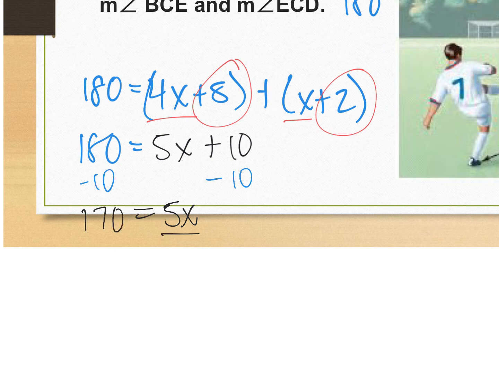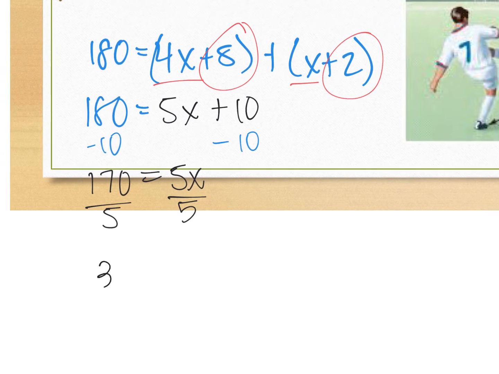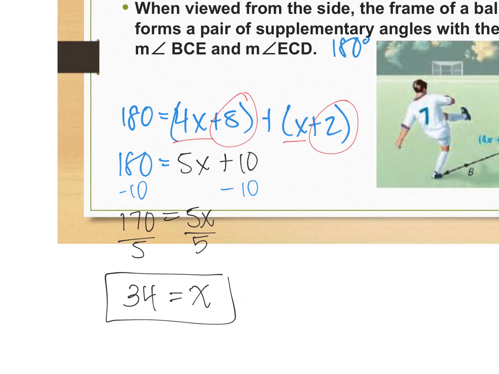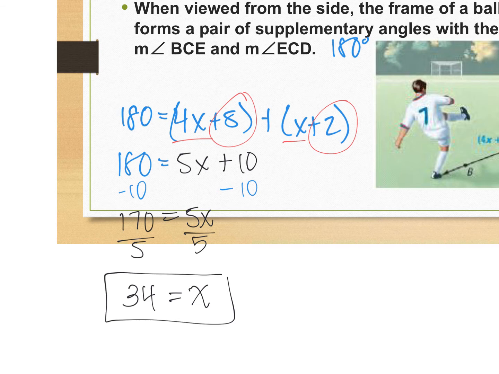What do you get when you divide 170 by 5? It's 34. 34 equals x. Question, guys. Was it asking us to find x? Please make a note of this. Half of you on your quiz or your test on Thursday will stop at this point. You'll be like, I found x, I'm done. But it's not asking for x. What is this asking for?